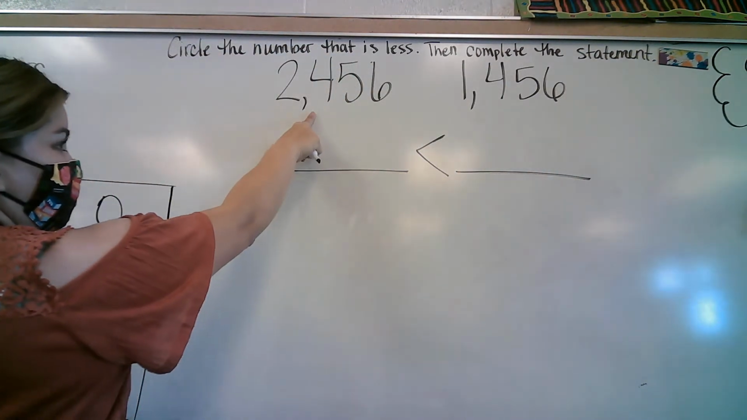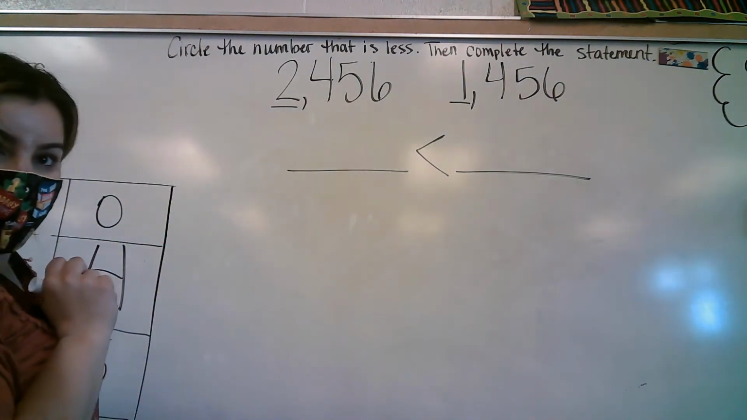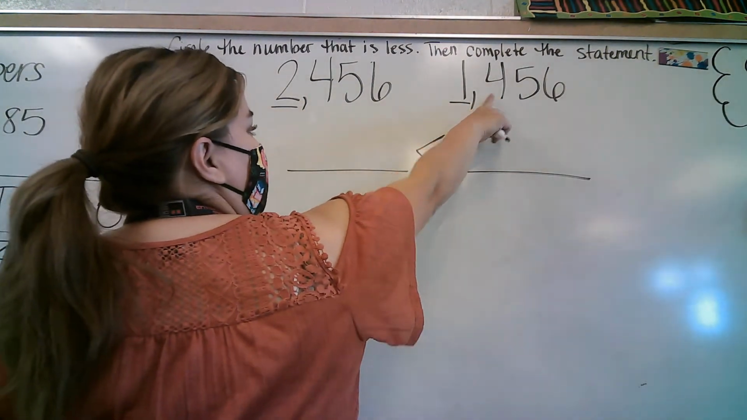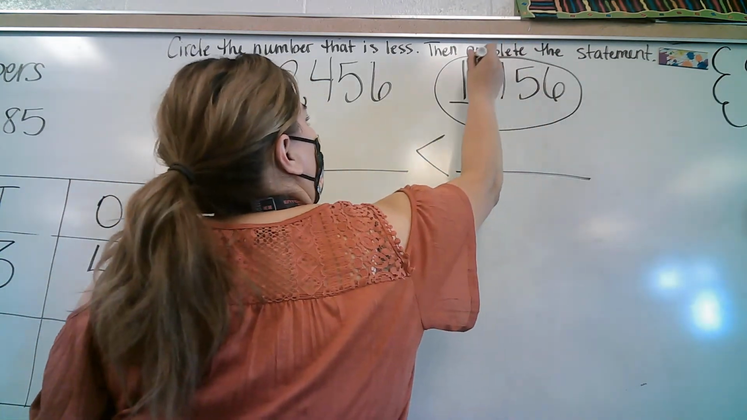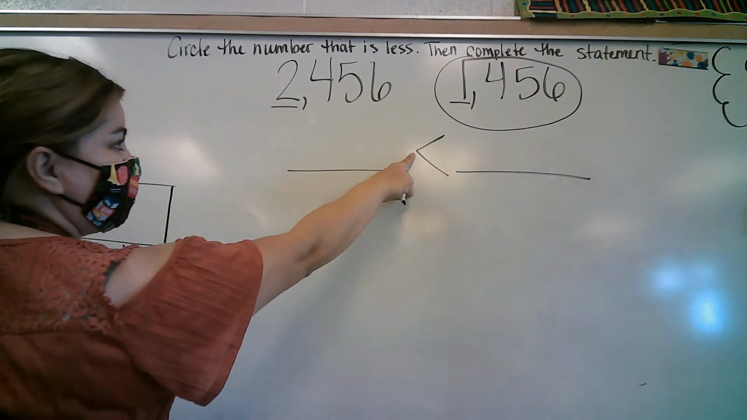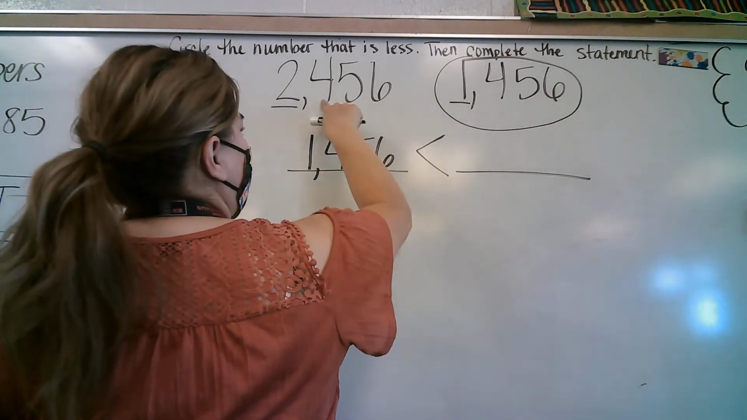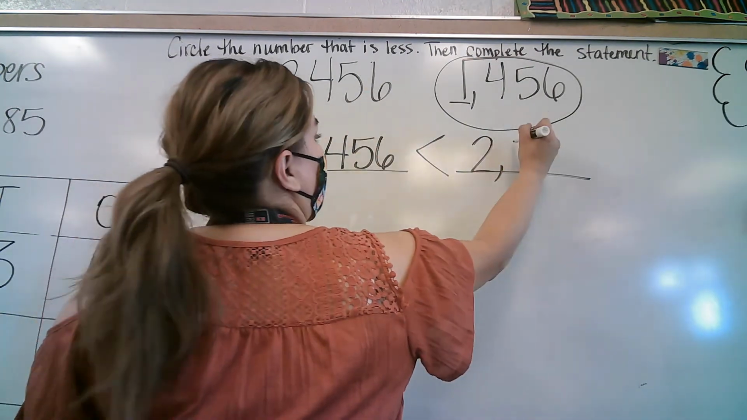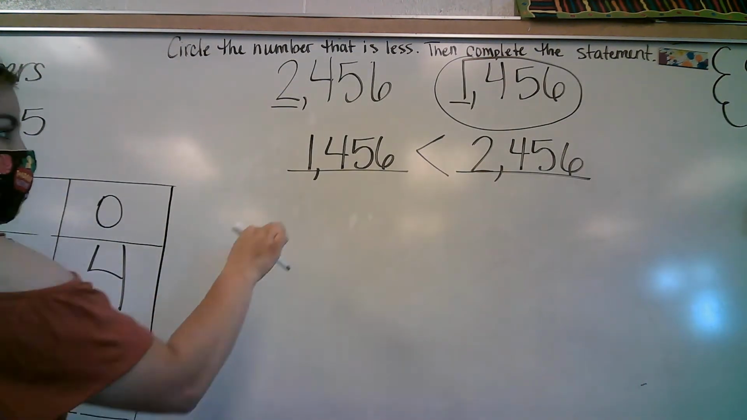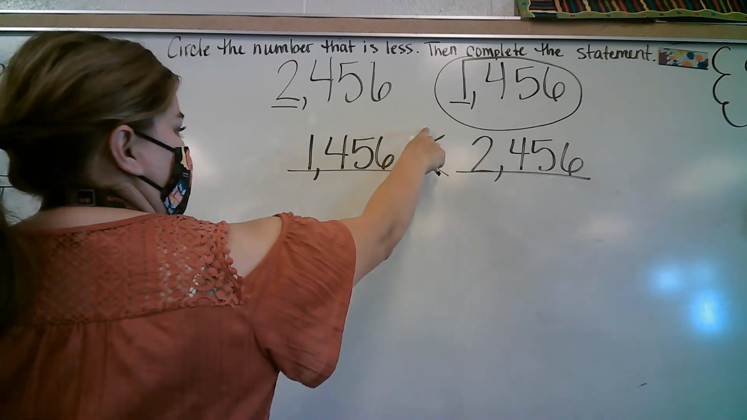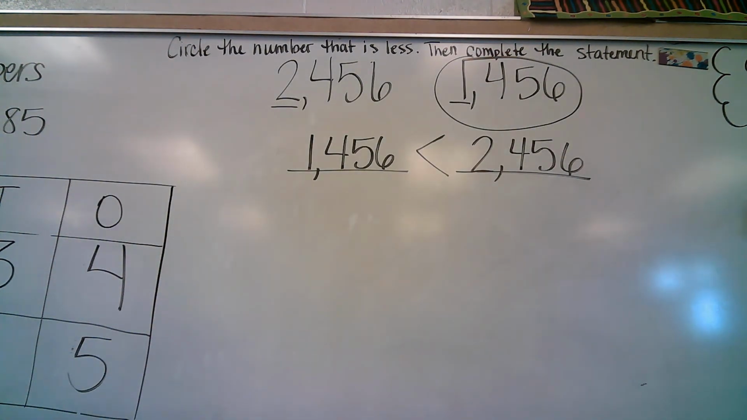So, looking at these two numbers, let's start from the left. I have a 2 and a 1. Which number is less? The 1. So this number, 1,456, is the less number, so I'm going to circle it. And remember, this points to the less number, so I'm going to write 1,456. And then I need to write this number here, 2,456. Now I'm going to read that statement to see if it's true. 1,456 is less than 2,456. Yep, is that correct? Good.